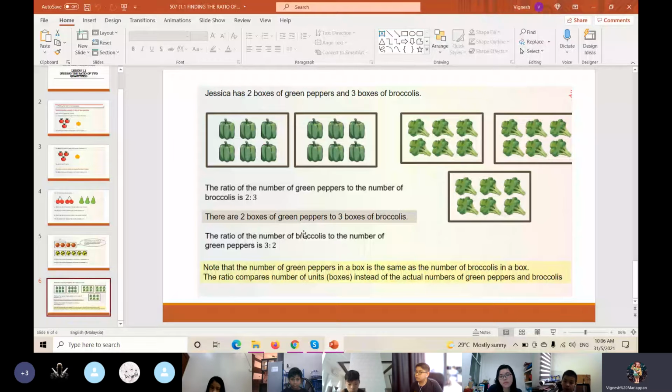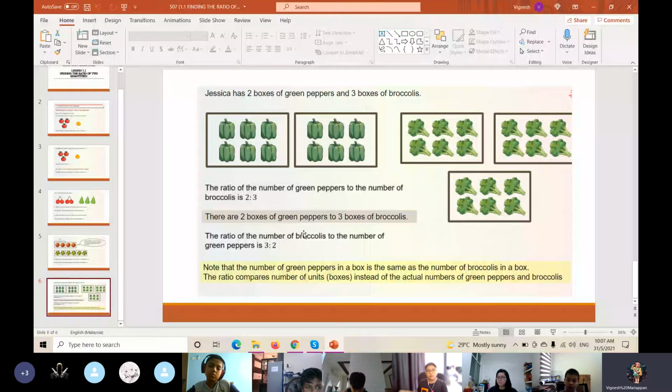Okay, so how to find the ratio of the number of broccoli to the number of green peppers, Fiona? Now, for the ratio of the number of broccoli to the number of green peppers, how to find? 3 to 2. Okay, very good. Good Fiona, thank you.